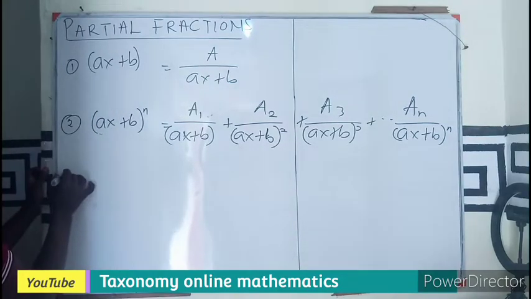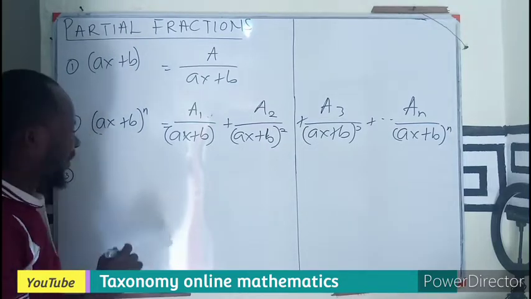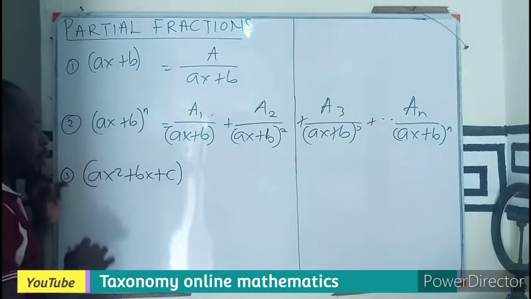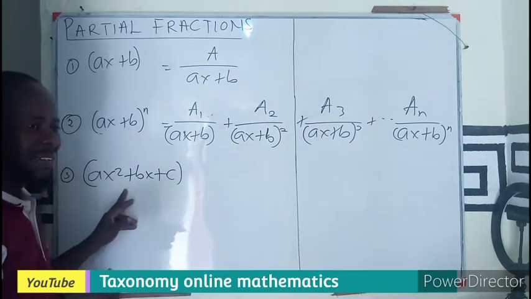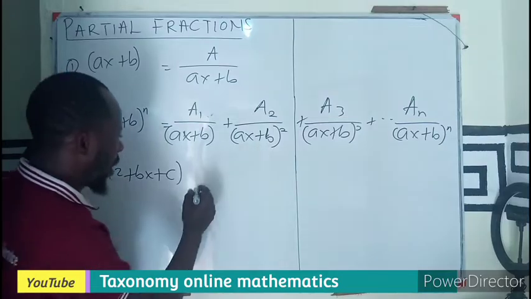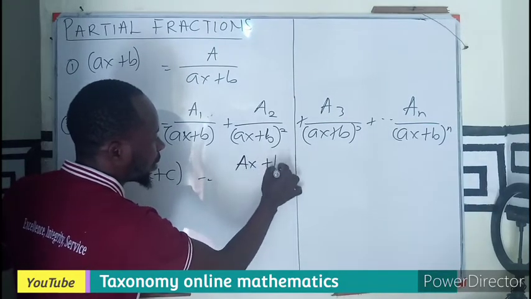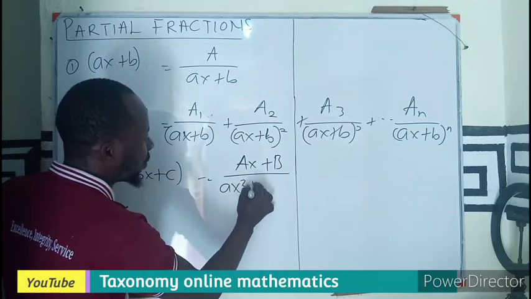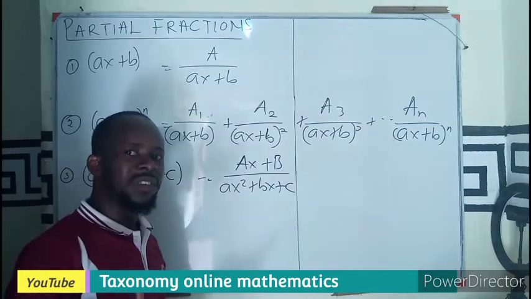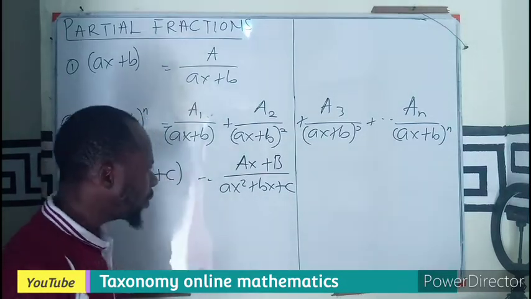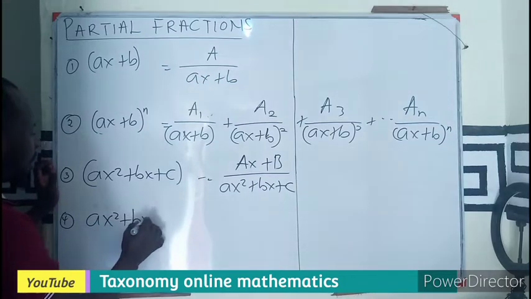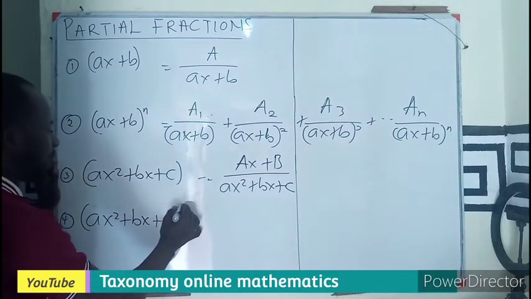The third process is when the denominator is a quadratic function, ax^2 + bx + c, without any repetition. If that is the case, don't forget this should be an irreducible quadratic. So I'll be having (Ax + B) over (ax^2 + bx + c), where A and B are constants to be determined. Good. Then the final one, I mentioned 4 processes, will still be quadratic, but in this case it is repeated.